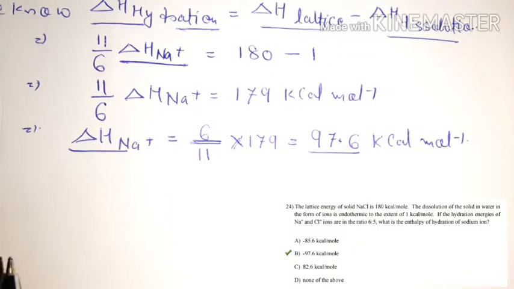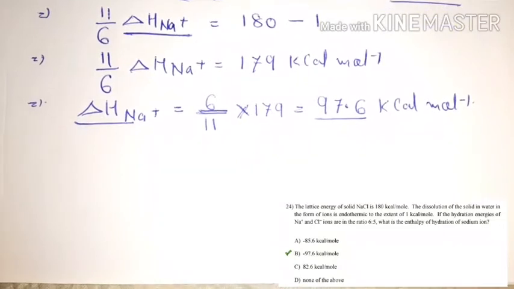But remember friends, when you see your options, the value is negative. You also remember that energy is always released in the hydration process. When the hydration of any ion occurs, the energy will always be released, and when there is a release of energy, it will be negative in sign. Because of energy release, the sign will be negative.